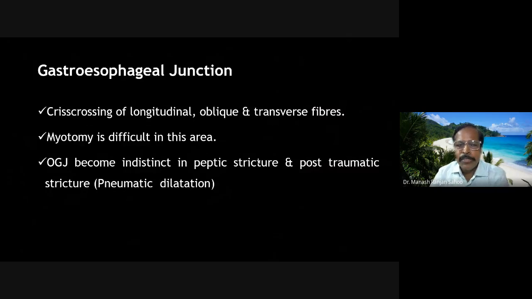So the gastroesophageal junction is a crisscrossing of the longitudinal, oblique, and transverse fibers. Myotomy is difficult in this area. So while doing a Heller's cardiomyotomy, the surgeon needs to be very cautious. One should not go much below the gastroesophageal junction. And the OG junction becomes indistinct in peptic strictures and post-traumatic strictures like pneumatic dilatation. Patients who undergo repeated pneumatic dilatation following peptic stricture or achalasia cardia have a very indistinct OG junction, which creates a problem for the surgeon.